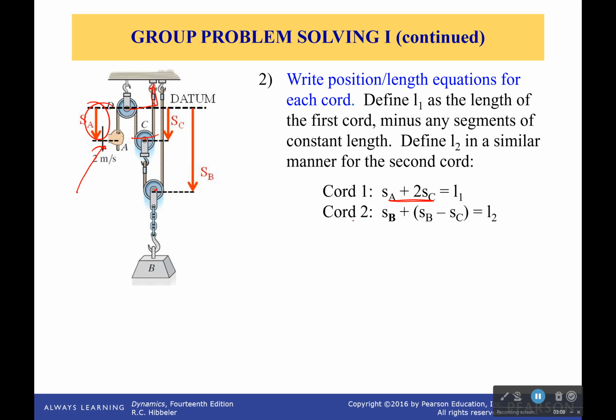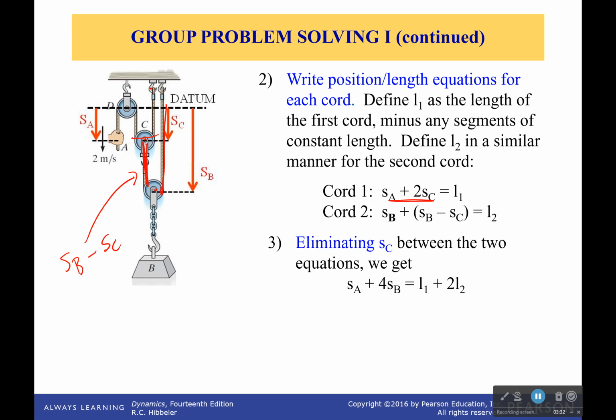The chord 2, not quite as straightforward. You see SB, that's pretty simple. It's this strand right here. It's this strand right here which might confuse you. But what you can see is that that is simply the difference between SB and SC. We're assuming that this chord sort of goes all the way to the center of pulleys. That's one assumption you need to make. So that's both of those. We have those both connected.